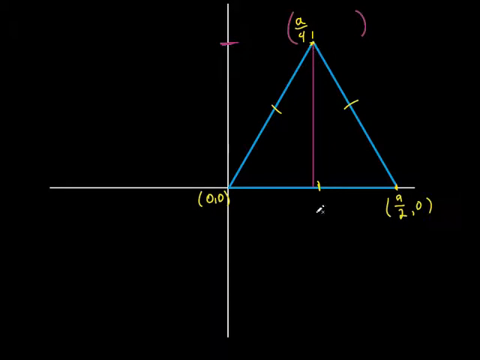So how in the world do I find that length right there? Well, what does it look like? Looks like a right triangle, doesn't it? And it bisects this as well, doesn't it? Okay, so what is the length of that right there?